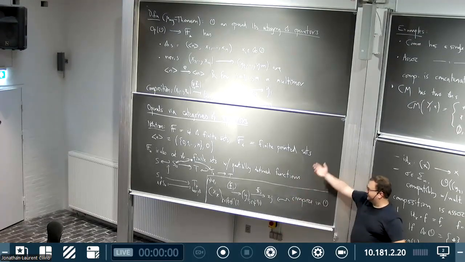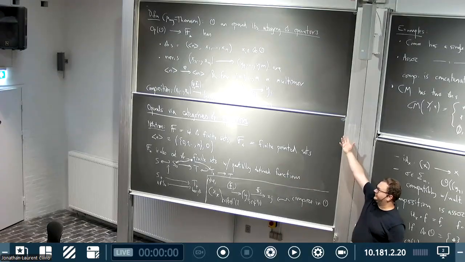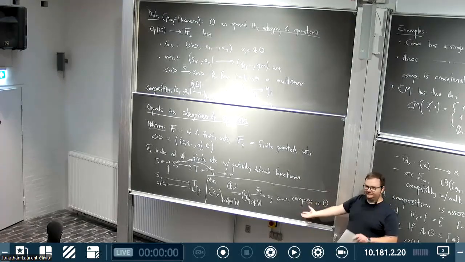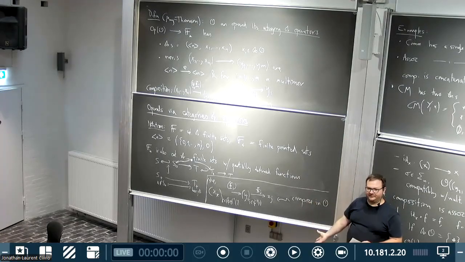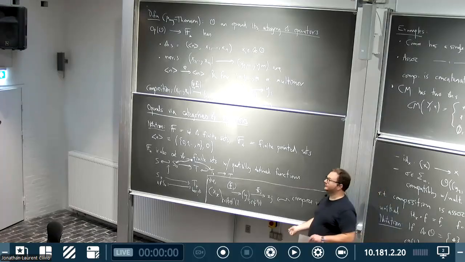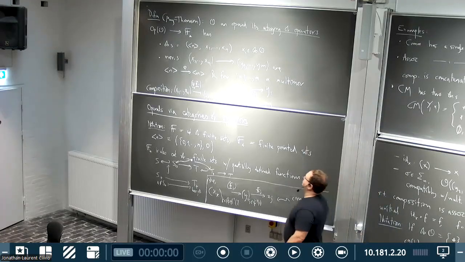So that's what I mean when I say we compose in such a way that we can turn composition of multimorphisms in the operad and code that as an ordinary composition by constructing this category.